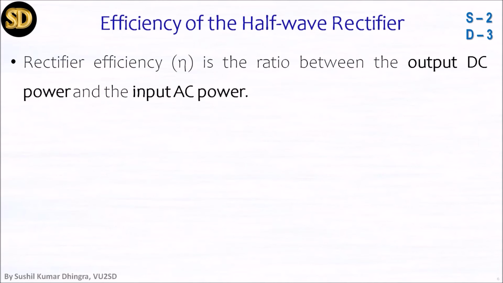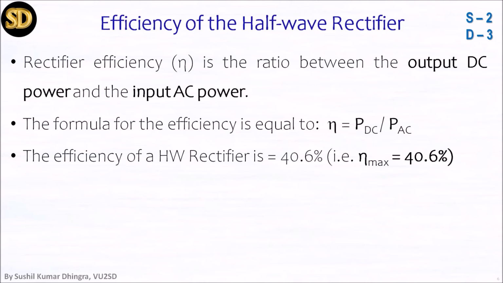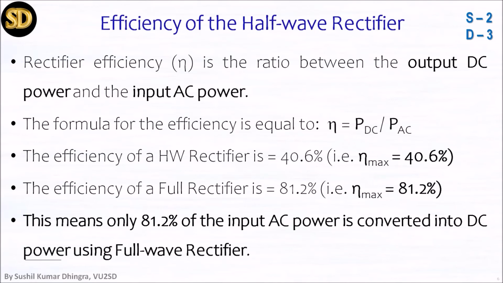Now efficiency, a very quick reason. Efficiency eta is the ratio between the output DC power and the input AC power. The formula is eta equals P_DC by P_AC. Not going to solve or prove it, not required. I need only the answer. For a half wave rectifier, the efficiency is 40.6%, and for full wave it is 81.2%, just double. It means only 81.2% of the input AC power is converted into DC power using a full wave rectifier.